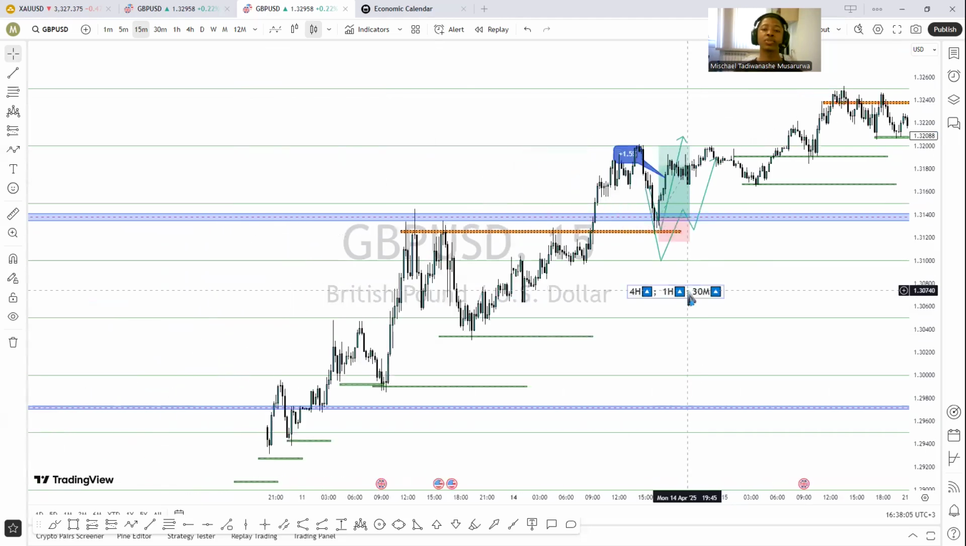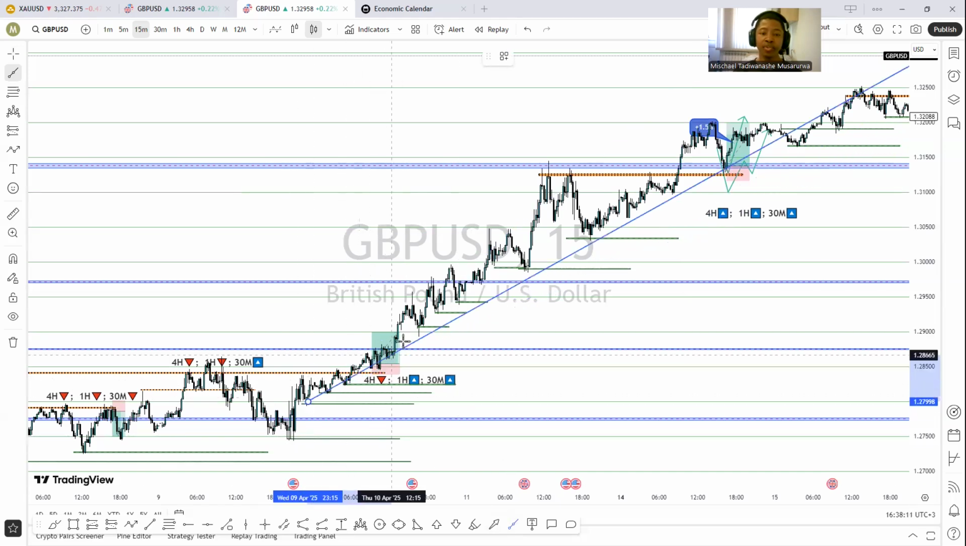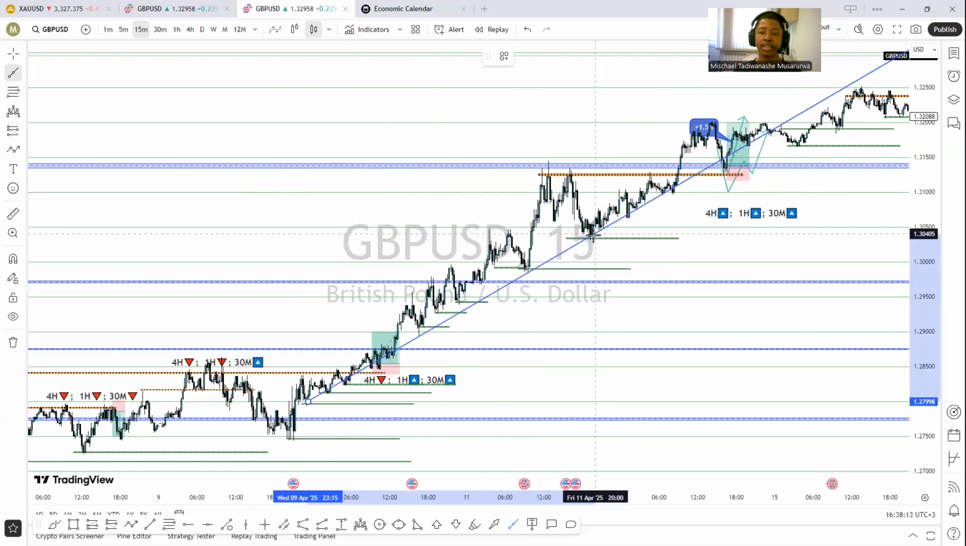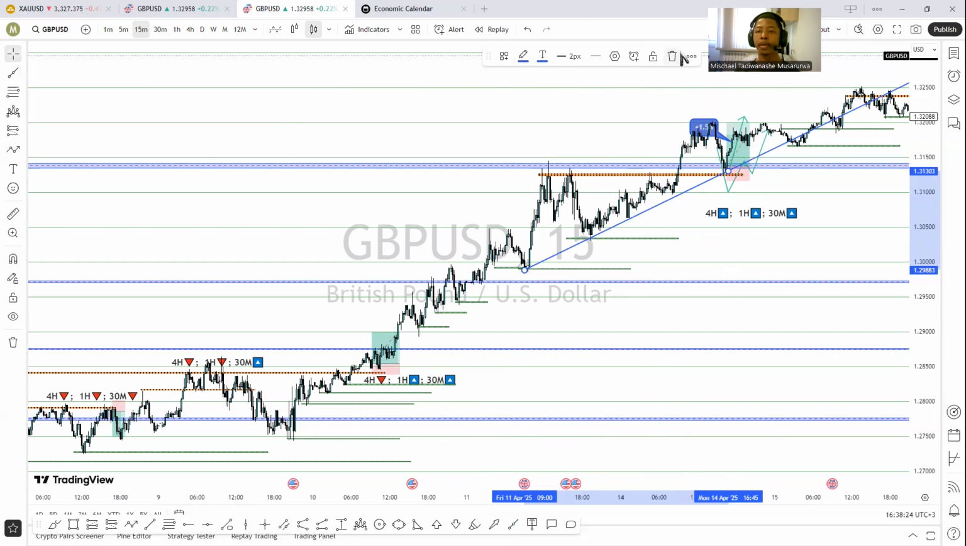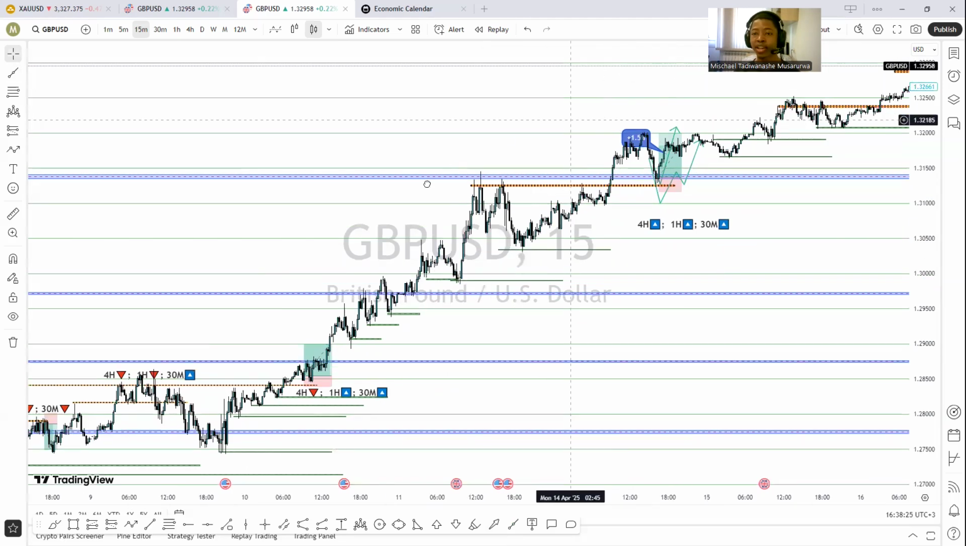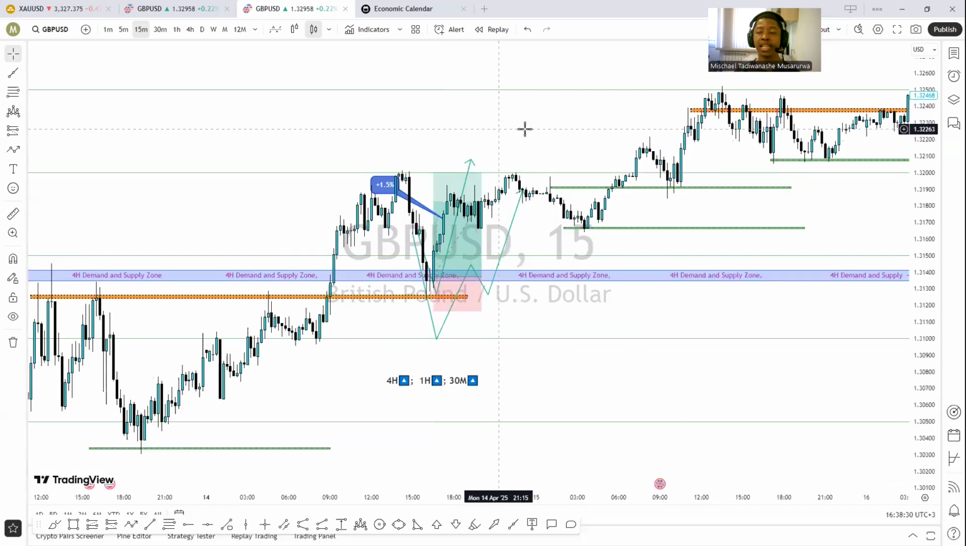Then after my EMAs, that's when I come in my 15 minutes now and start drawing market structure, maybe, and then go back to the 1 hour. If a possible trend line can be drawn, that's when I start looking for a trend line and start drawing the trend line. But first of all, I look at these EMAs. They are the ones that tell me my daily bias.